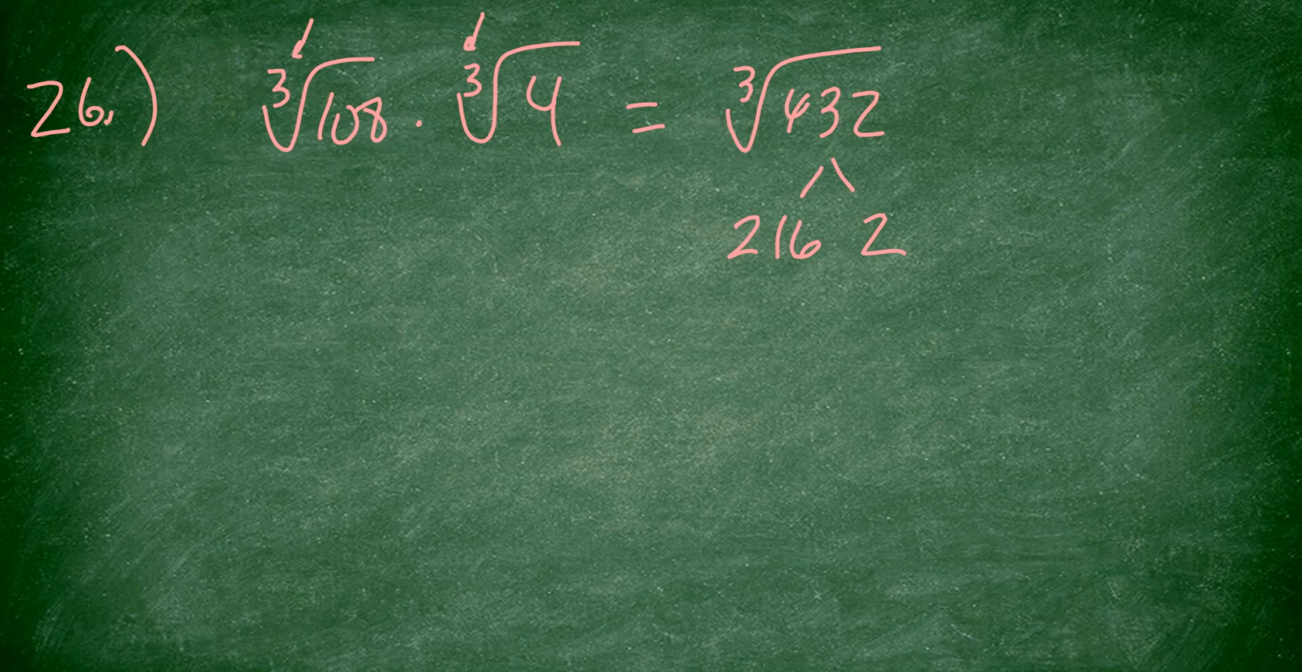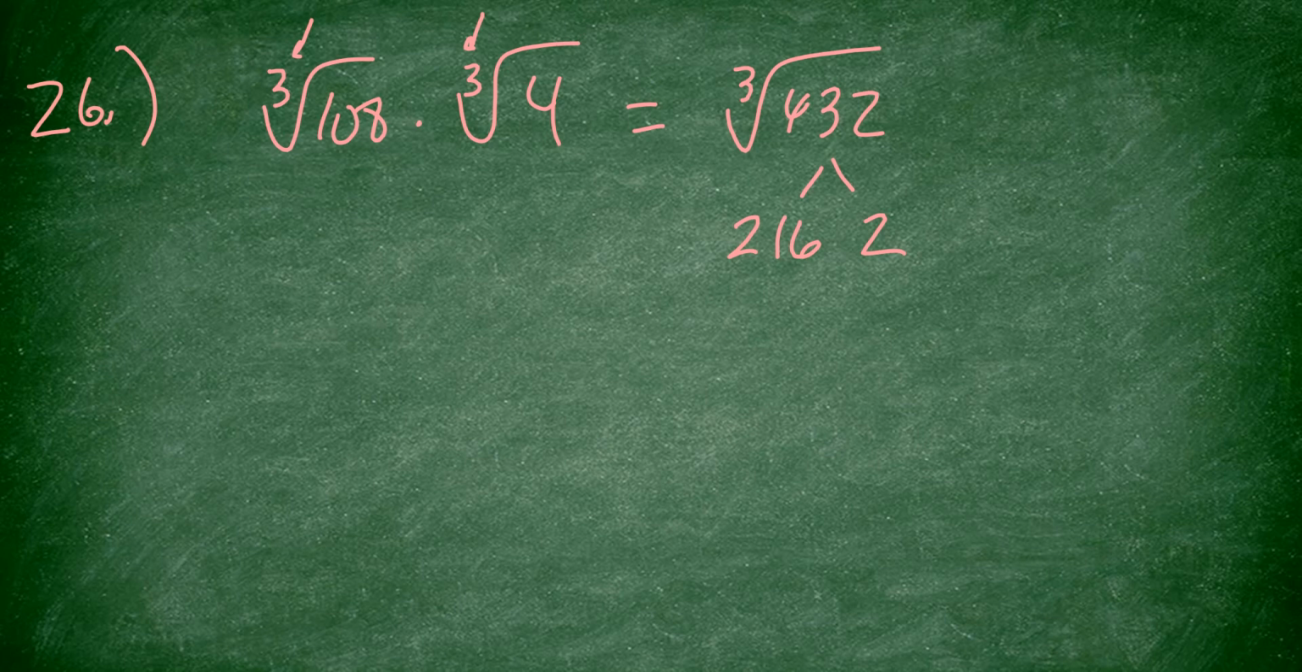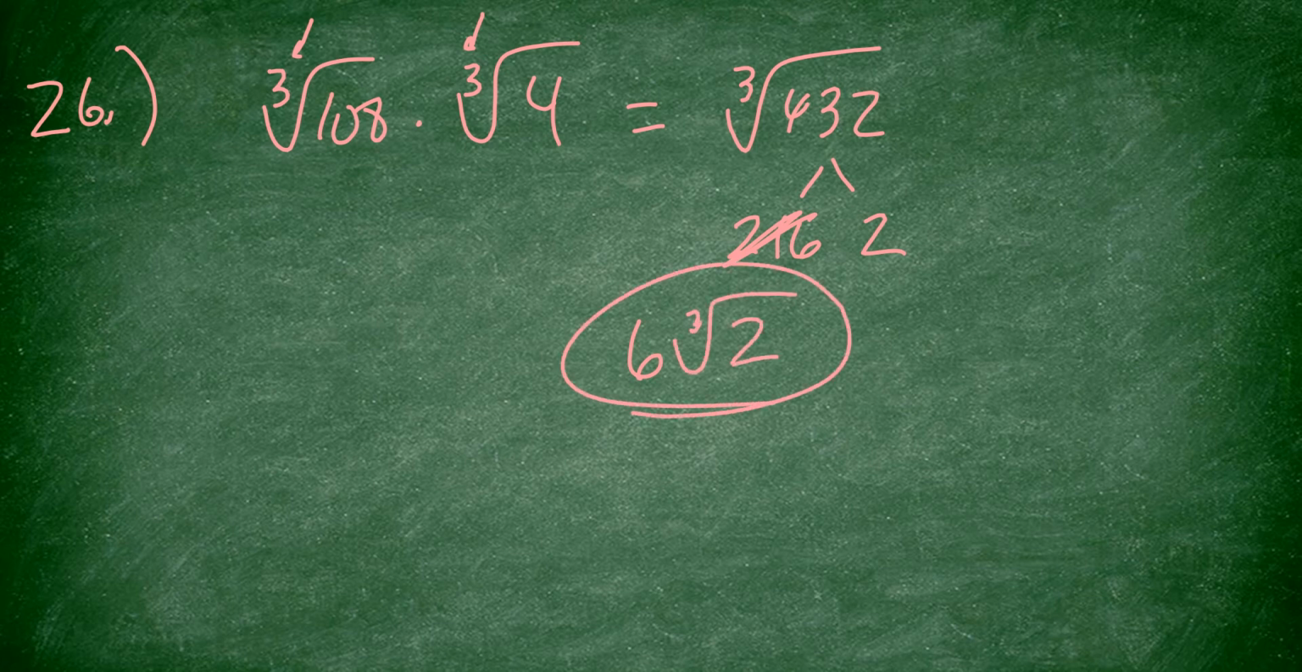Alright, there's a couple different ways to do this one, but the first thing I'm going to do is say, since the indexes are the same, I'm going to do 4 times 108. I'm going to have the cube root of 432. Now I can break that down to 216 and 2. Remember, I'm using my perfect cubes, so if you're not sure, because of this index, I'm using this list right here. Remember, 216 is perfect, so he changes into 6, because 6 cubed is 216. I have the cube root of 2, so it's 6 cube root of 2. That's it for 26.